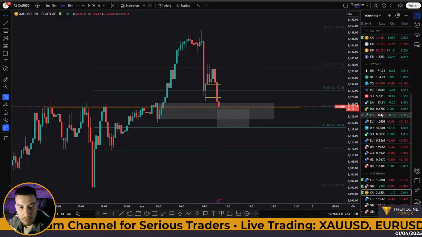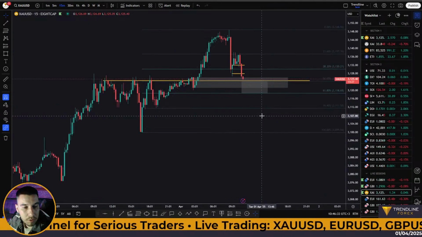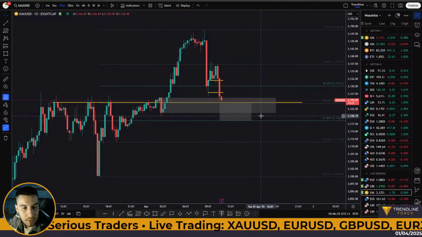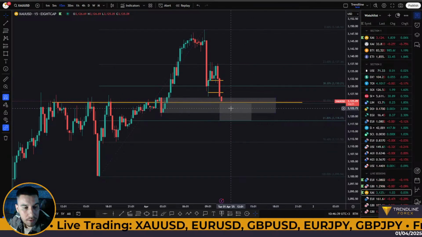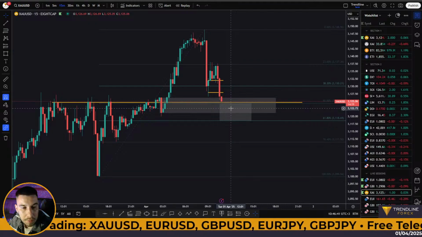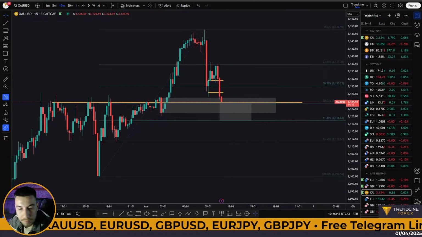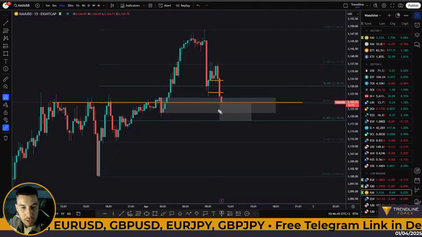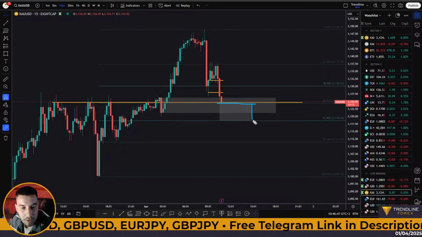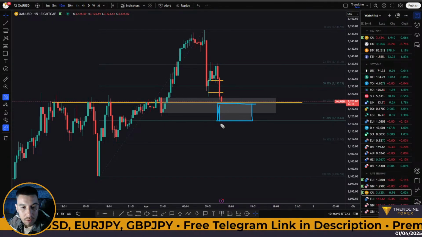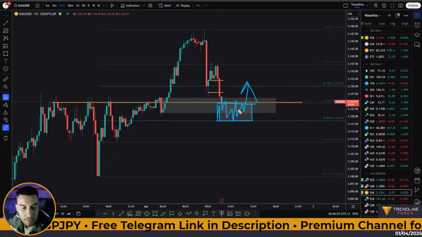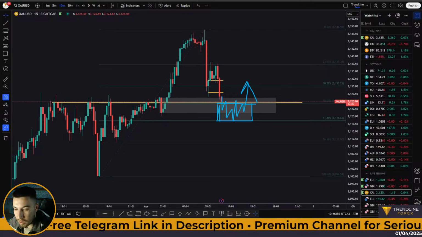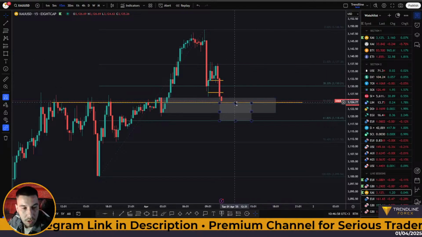I do want to go long on gold as well, but the thing is, I don't yet have an entry model forming up. But let's see, we're now approaching this area down here. So if I get a nice reversal within this area, I'm gonna go for a long trade. Otherwise, I won't.